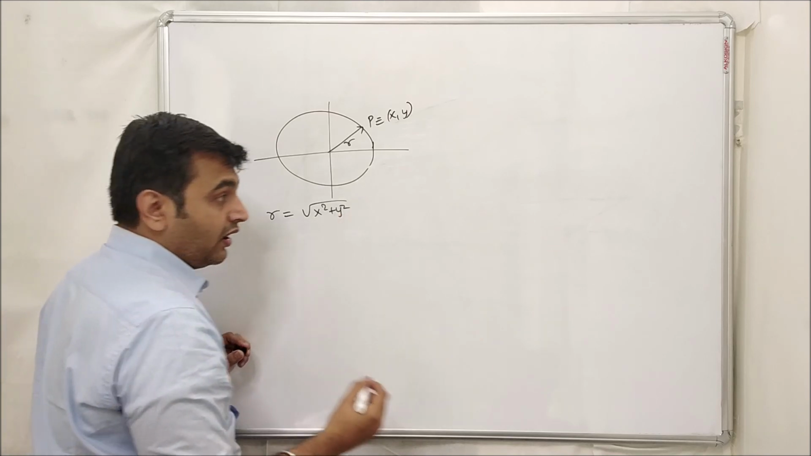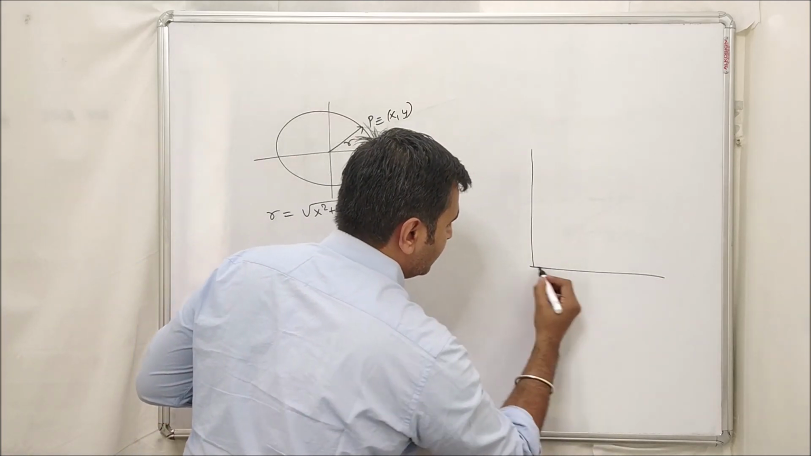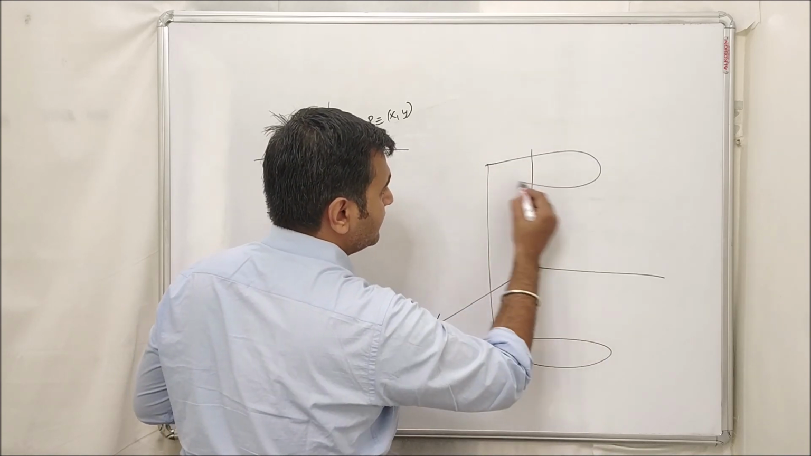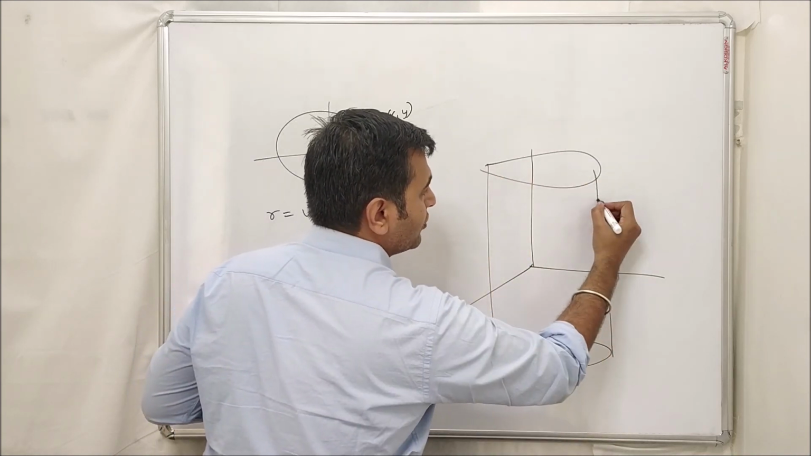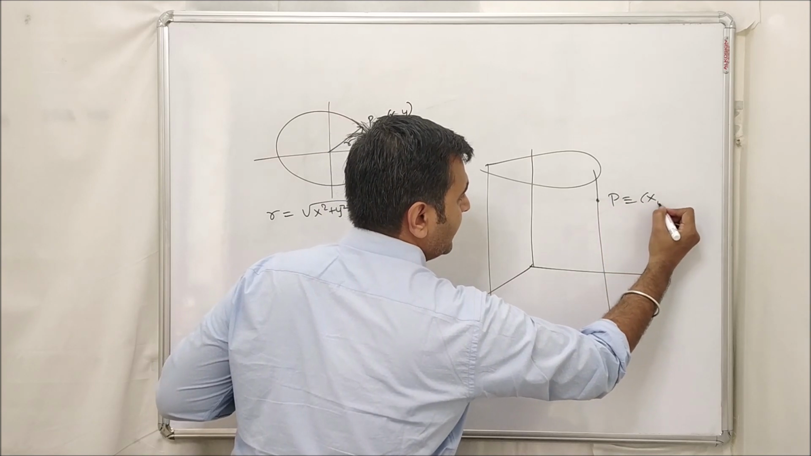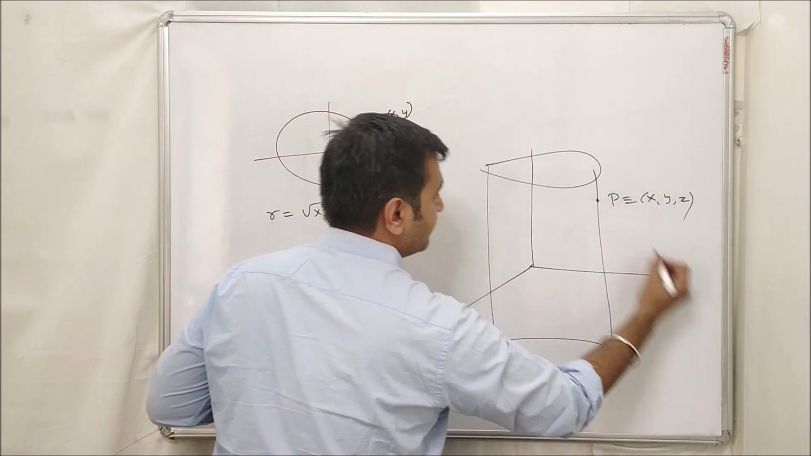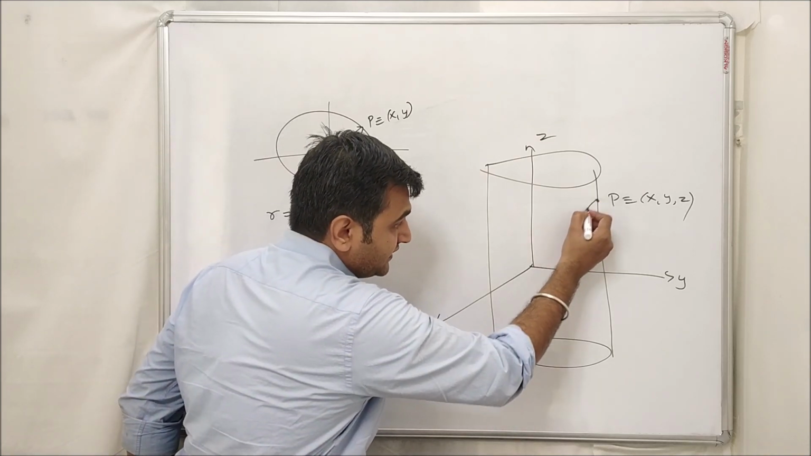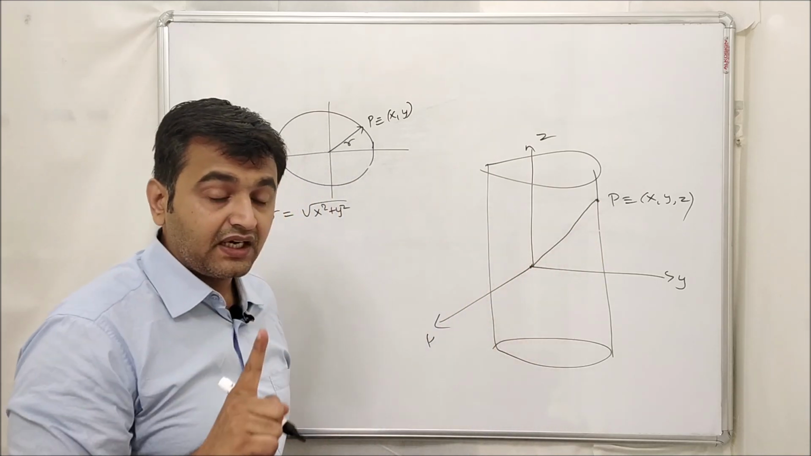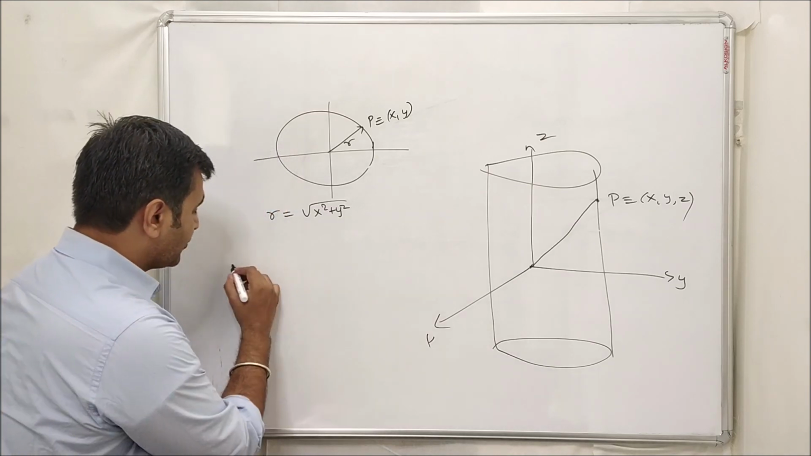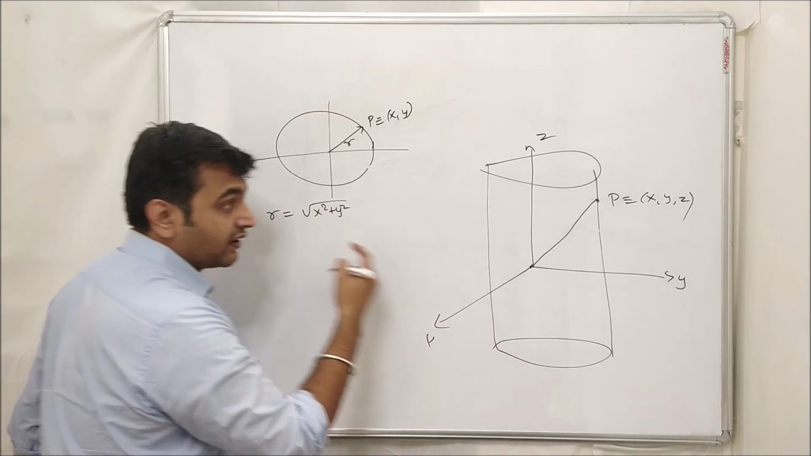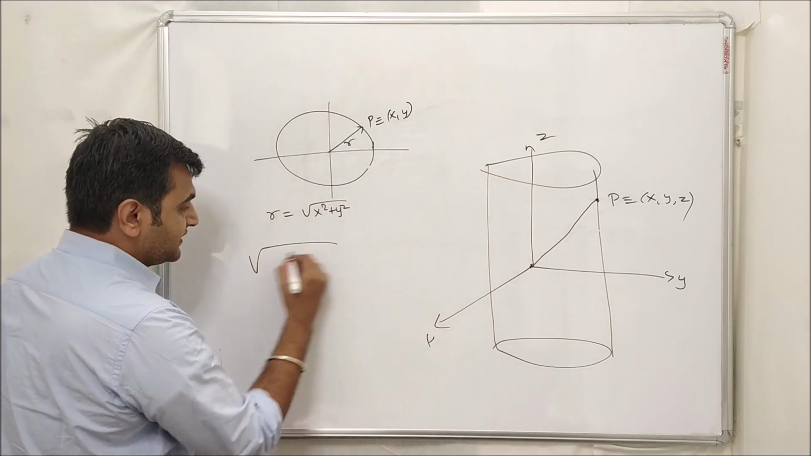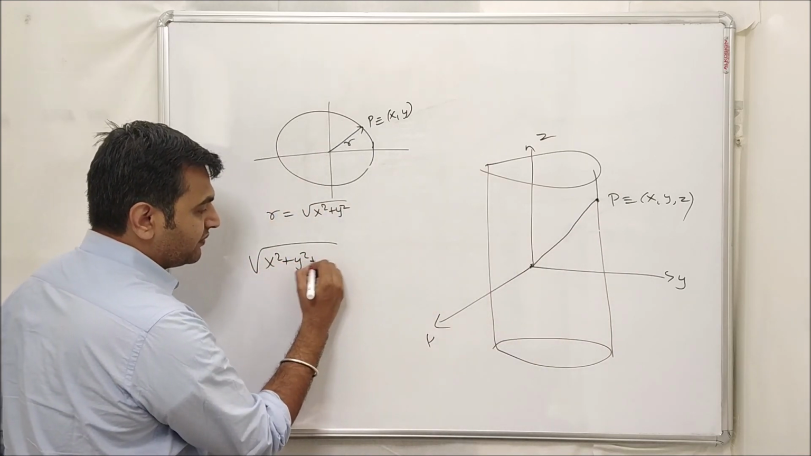Now suppose you have a cylinder over here, and you take a point P on the cylinder, which is (x, y, z). This is y, this is z, this is x. Is this distance from the origin, is that distance r? No. Why? Because r is the square root of x squared plus y squared. And what is this distance from the origin? This is nothing but the distance, the square root of x squared plus y squared plus z squared.